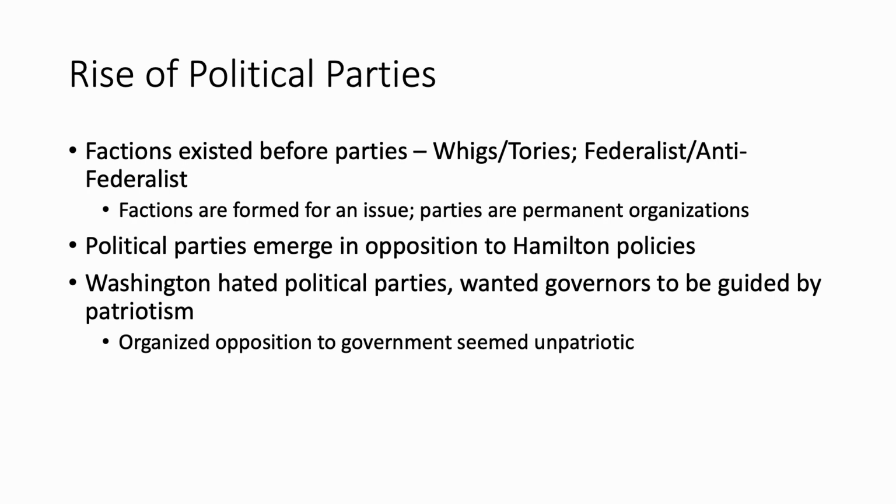We also see the rise of political parties with this whole states versus national. Now, remember how I said factions existed before parties. Back before the war, we had the Whigs and the Tories. After the war and with the Constitutional Convention, we had the Federalists and Anti-Federalists. These were not political parties. These were political factions. Factions are formed for an issue. Parties are permanent organizations, or as permanent as you can get.